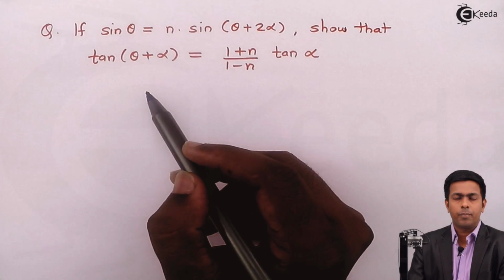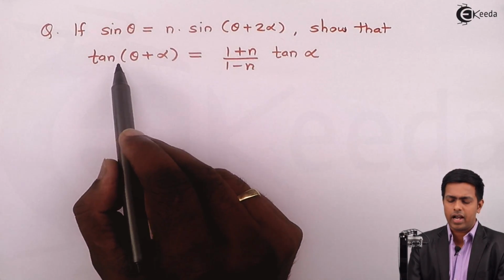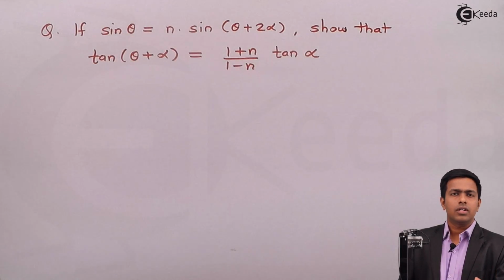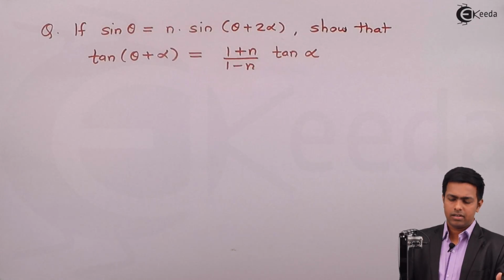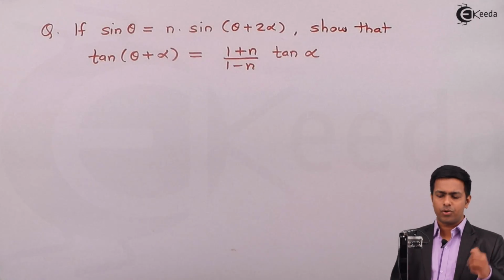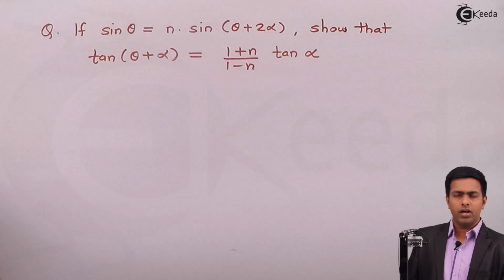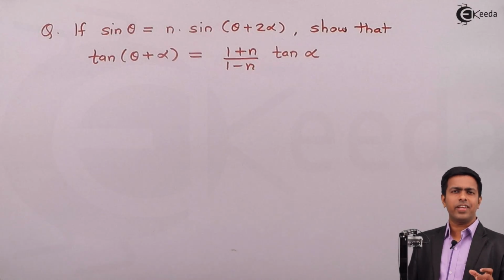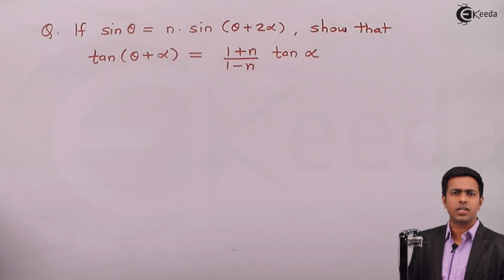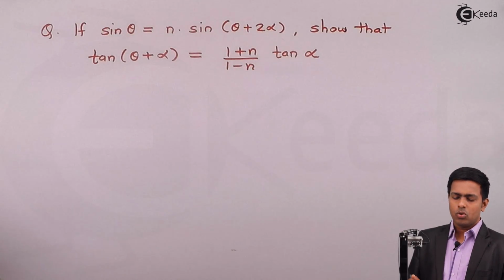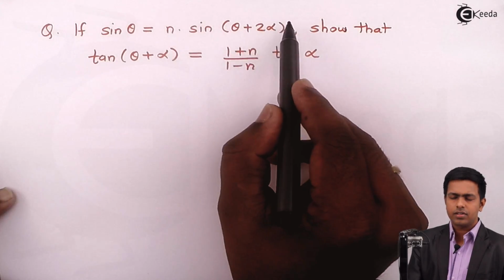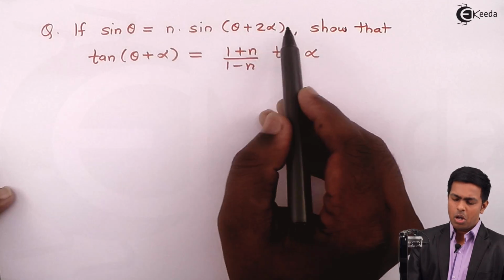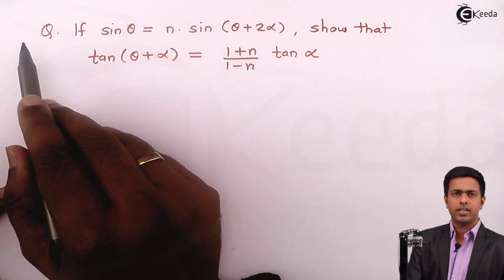So many of the students start with the tan theta plus alpha and then try to find out the value of tan theta, then tan alpha, and then they substitute to get the value. But here we'll use another approach, because by that way we can get the answer in a minimum number of steps. So what is that approach? Here from the given result I can find out the value of n. How? By shifting this sign on the other side.